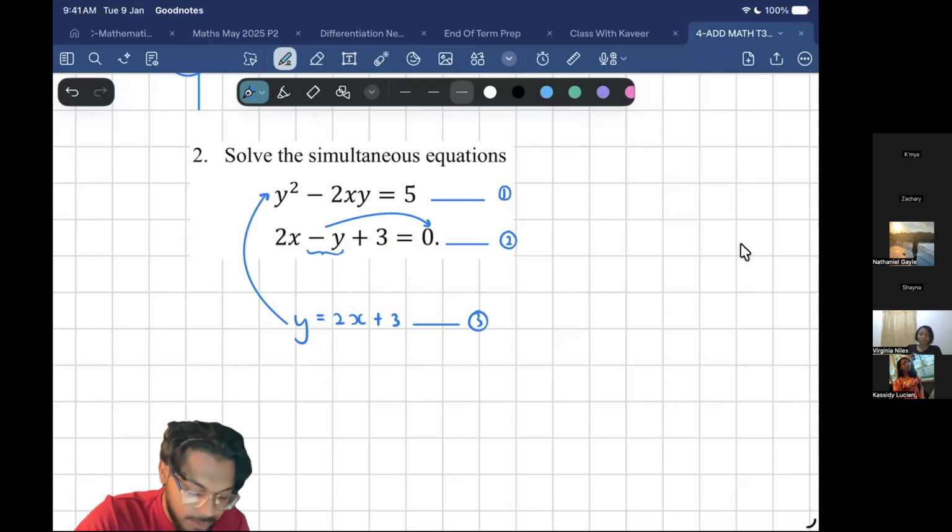Right, so we have to use the first equation. So guys, anywhere I see y, what am I going to plug in? Anywhere I see y, I'm going to put 2x plus 3, in brackets. In brackets. I don't want to see you earlier put 2x plus 3 squared and then write 2x plus 9. No, no, no.